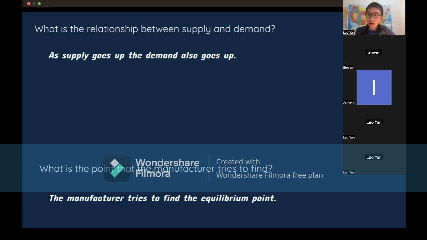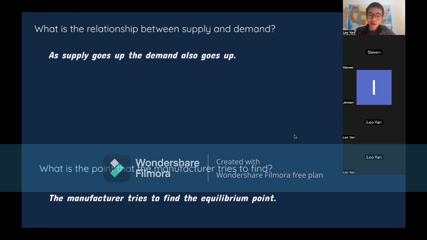What is the point that the manufacturer tries to find? The manufacturer tries to find the equilibrium point. So that's just the perfect point in which the costs and the supply are exactly balanced and are the same. And it's basically the best midpoint. That's the best way to put it.